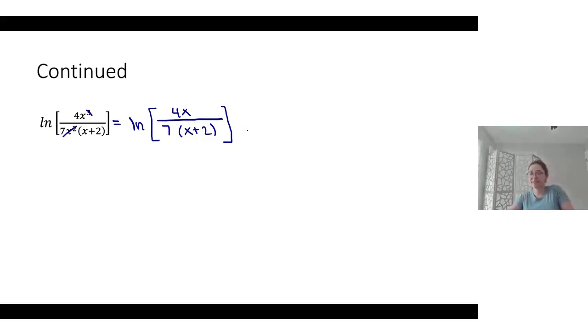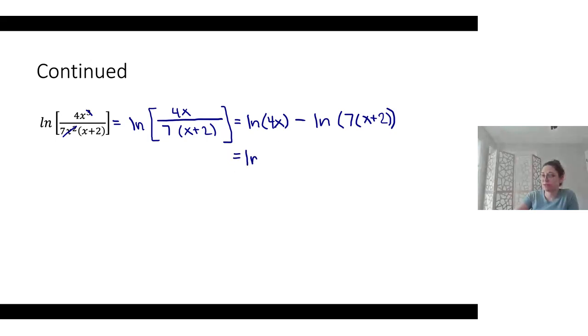So let's again get rid of the division first. We're going to expand that to subtraction. So we have the natural log of 4x minus the natural log of 7 times x plus 2. This is 4 times x. I can expand that multiplication with addition. So the natural log of 4 plus the natural log of x minus, this is the natural log of 7 times x plus 2.